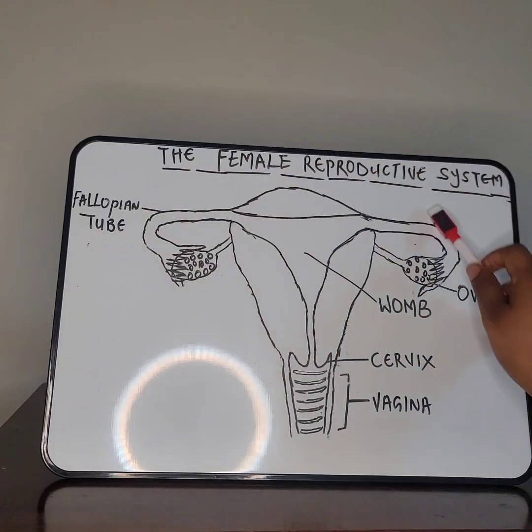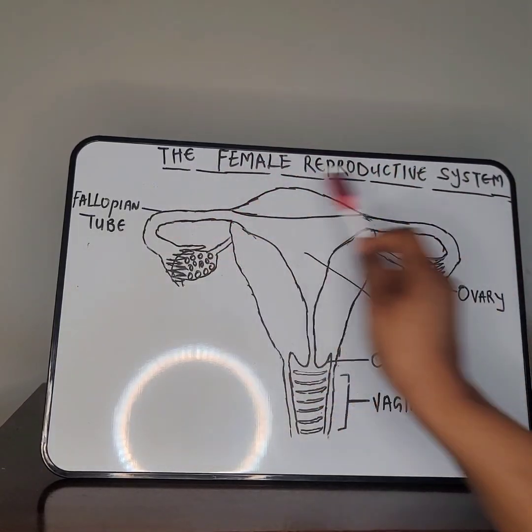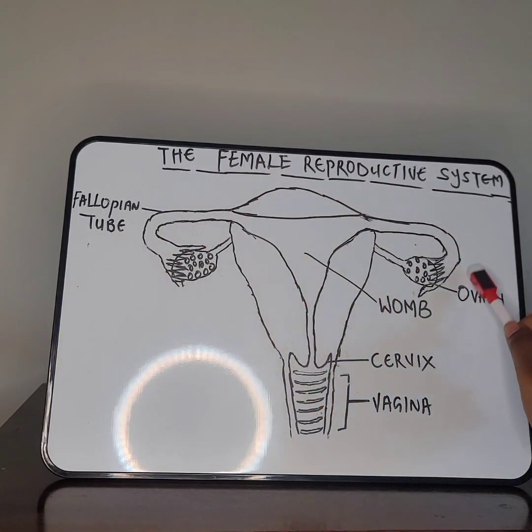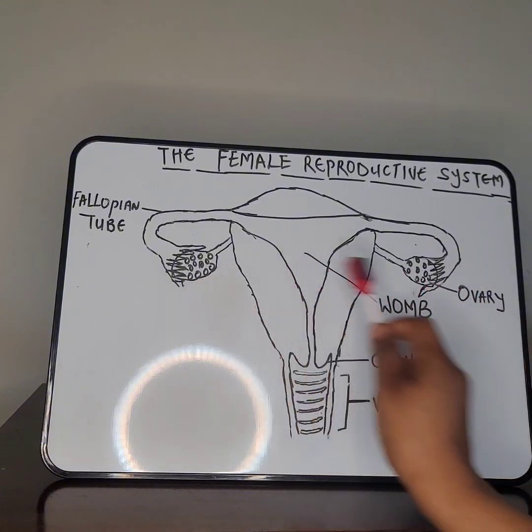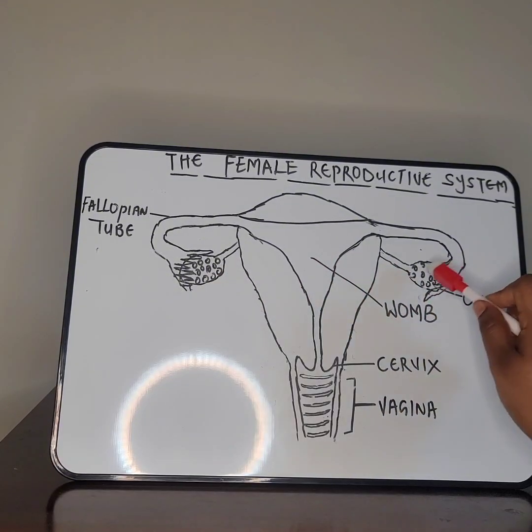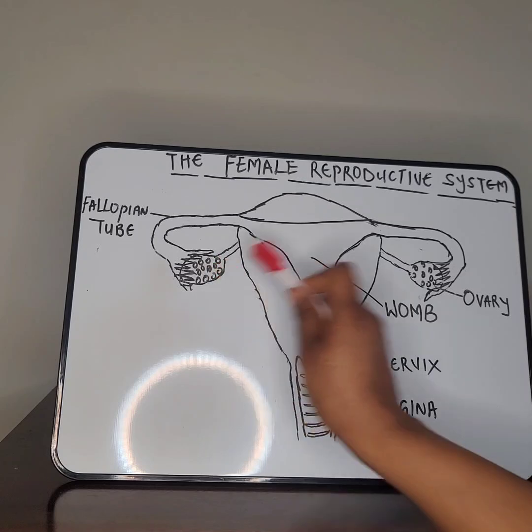These two things that you can see are your fallopian tubes. And connected to your fallopian tubes are your ovaries. And you can see the follicles or the eggs in the ovaries.